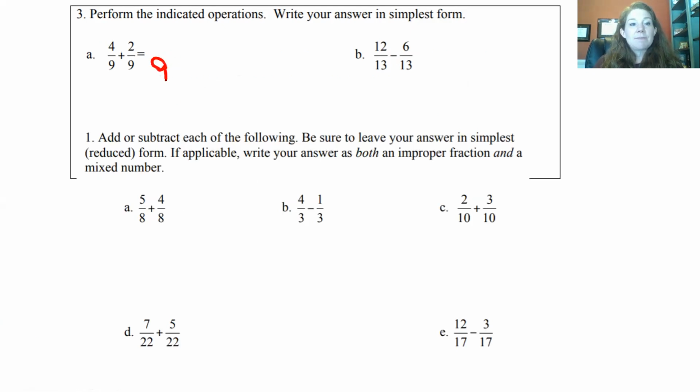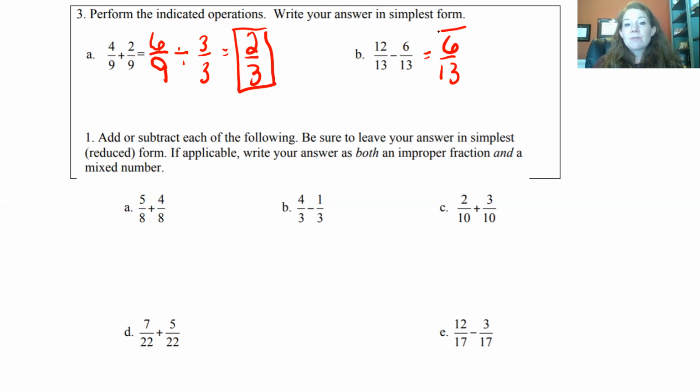circular movements. All right, so 4 plus 2 is 6. So 6/9. Both of those numbers are divisible by 3. 6 divided by 3 is 2. 9 divided by 3 is 3. My answer is 2/3. Letter B, our denominator is 13. 12 minus 6 is 6. Those don't have any common factors, and it's a proper fraction, so we're done.